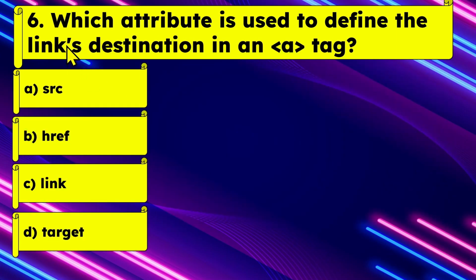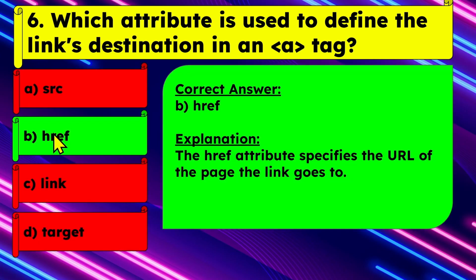Our next question is, which attribute is used to define the link's destination in an a tag? Source, href, link, or target? So here the correct answer will be href. As you can see, the href attribute specifies the URL of the page the link goes to. So whenever you are using a tag, inside that you have to use href, and with this you can paste your URL so that whenever a user clicks on this a tag, it will redirect to your required destination.